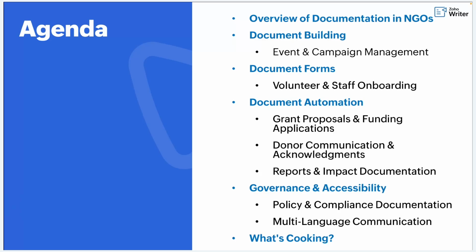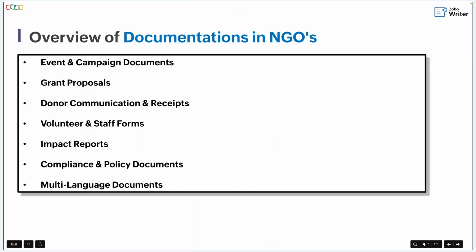Before we dive into the demos, let's take a quick look at the type of documents NGOs typically work with. Event and campaign documents include invitations and personalized tickets. Grant proposals help secure funding, while donor communication and receipts ensure transparency and proper acknowledgement. Volunteer and staff forms simplify onboarding and tracking, while impact reports showcase project outcomes and compliance documents maintain governance and accountability. Multi-language documents help NGOs reach diverse communities effectively.